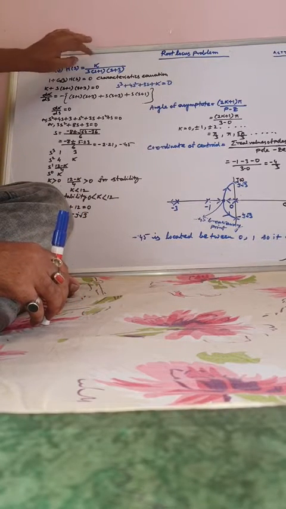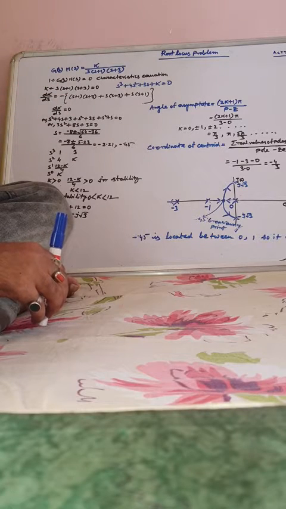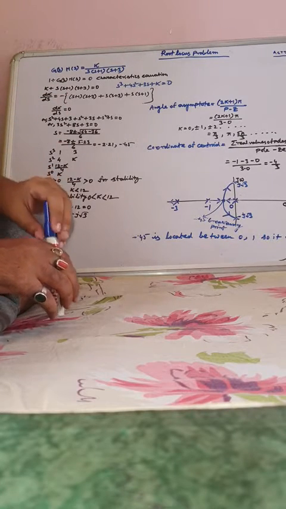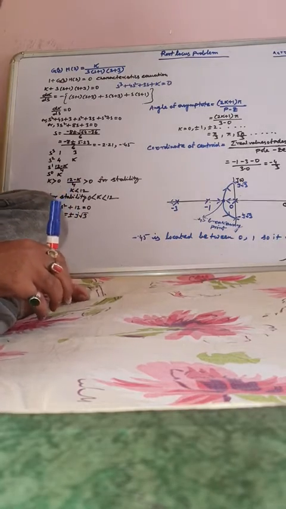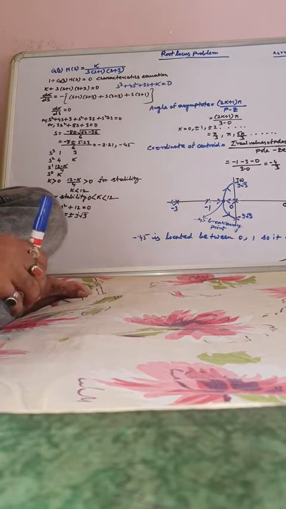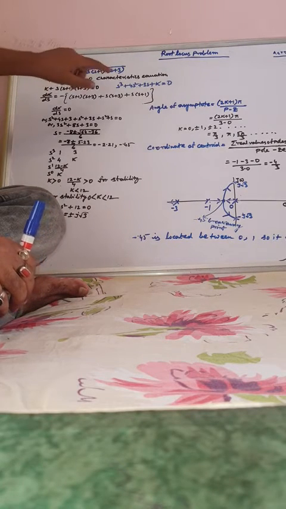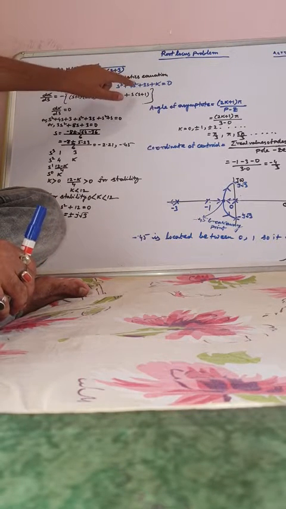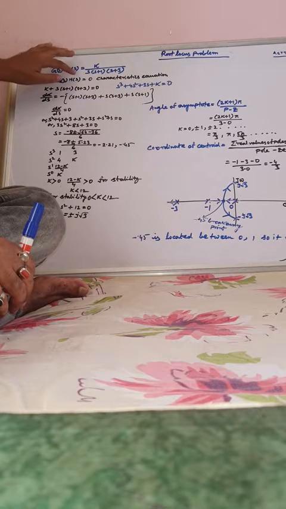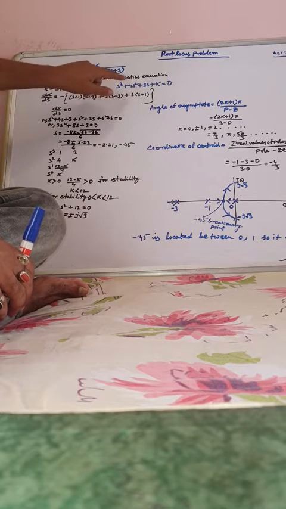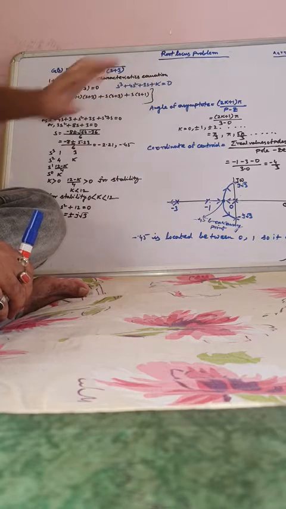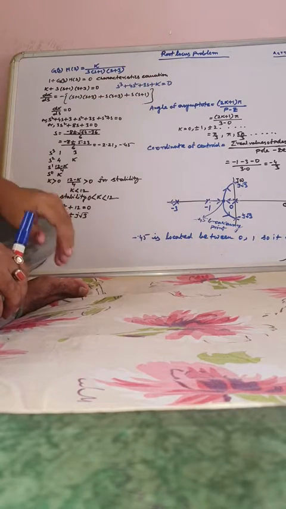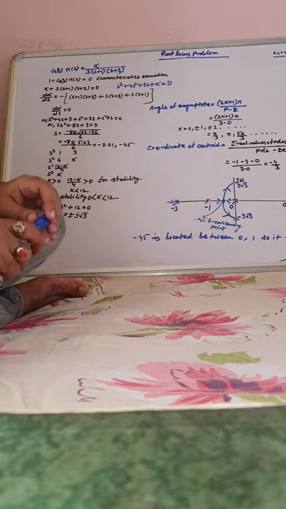The open loop transfer function is given as K by s into s plus 1 into s plus 3. Now we have to find out the root locus. So your first step is to find the characteristic equation. This is 1 plus G(s)H(s), the formula of the characteristic equation. Your characteristic equation is s cube plus 4s square plus 3s plus K equal to 0.